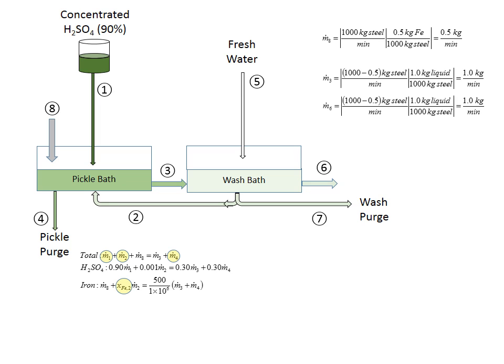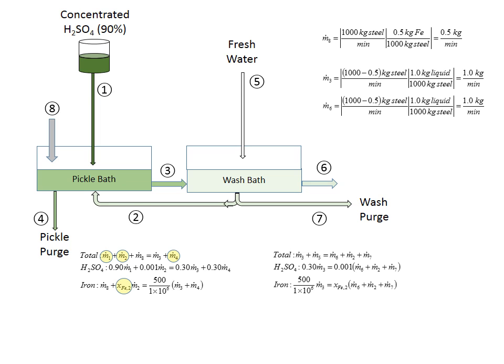Let's look at our unknowns. We do not know the flow of M.1, nor do we know M.2 or M.4. And we do not know yet what the concentration of iron is in the wash bath solution that's being recycled. So we have a total of 3 equations and 4 unknowns. So at this point we cannot solve the pickle bath uniquely. Let's now take a look at the wash bath.